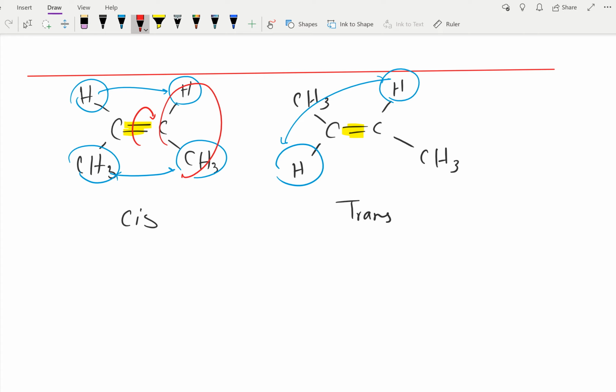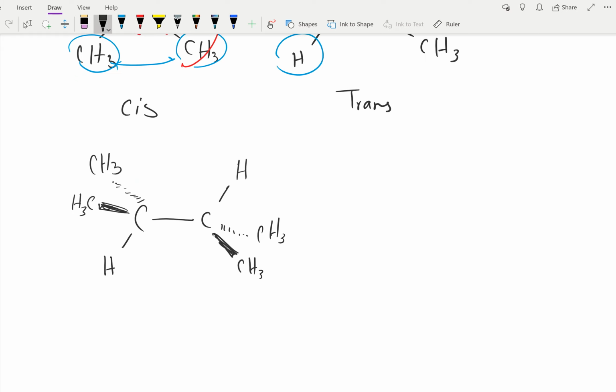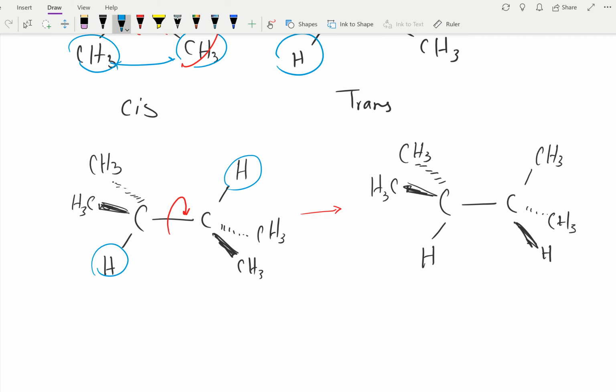But if we had a single bond, like the molecule which I want to draw here, you have the carbon-carbon single bond, and in the current position, you can see that these two hydrogens are on opposite sides of the molecule. But when we have the single bond, the molecule can easily rotate around the single bond. So after a while, the molecule would be like this. You can see when it rotates, the two hydrogens are now on the same side of the molecule.